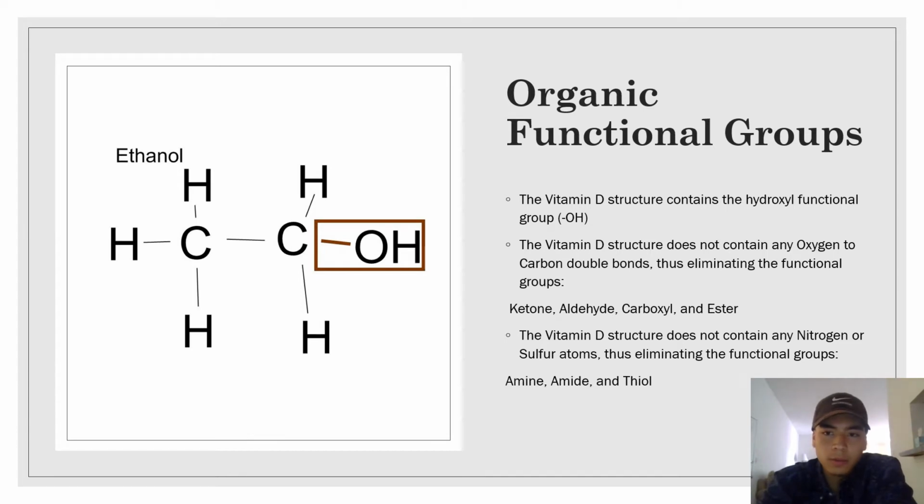Here's a picture of ethanol, but really I'm just showing off the squared OH, which is the hydroxyl functional group, also alcohol. So the vitamin D structure contains this functional group. It does not contain any oxygen to carbon double bonds, which eliminates ketone, aldehyde, carboxyl, and ester. And vitamin D also does not contain any nitrogen or sulfur atoms, so it couldn't have any amines, amides, or thiols.